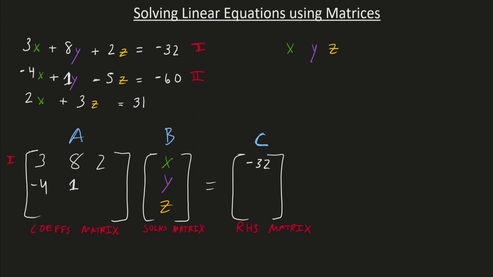Coefficient of the z, this is a bit tricky. It's going to be negative 5. Don't forget those negatives and positives, those signs. And on the right-hand side, that constant that this is all equal to, negative 60. And third equation, same thing.